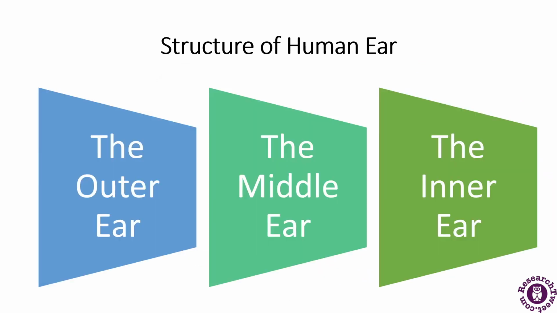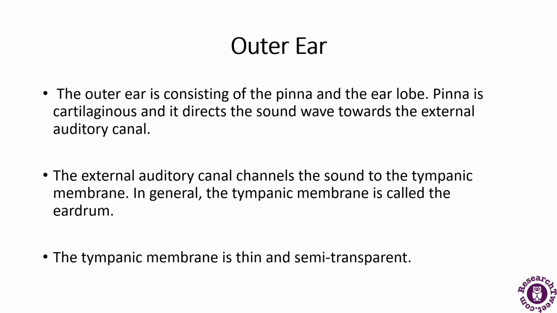I was telling you about the structure of the human ear. The human ear is divided into three structures: the outer ear, the middle ear and the inner ear. First I will talk about the outer ear, which consists of the pinna and the earlobe. The pinna is the outermost part and has very fine hair and glands. It is cartilaginous and directs the sound wave towards the external auditory canal.